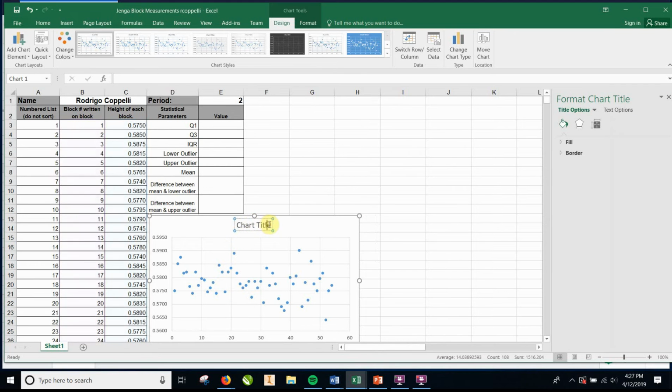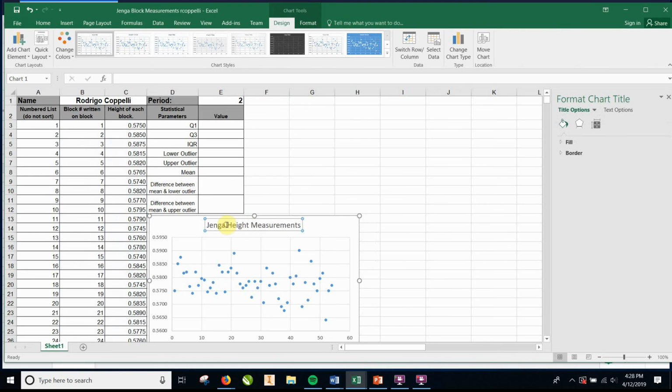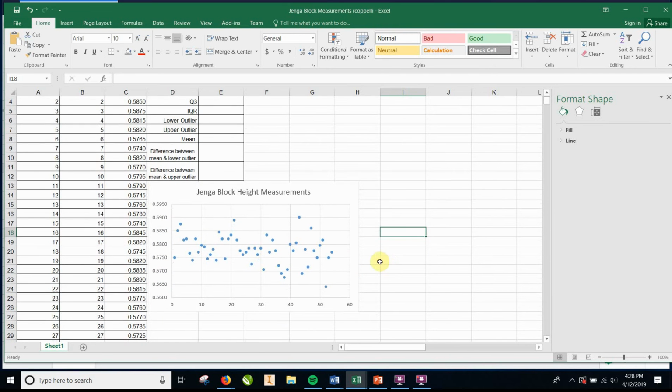Also on there, it says put a title. So let's go ahead and call this Jenga height measurements. Jenga height measurements. Lovely. Okay, well, let's call it Jenga block height measurements. It's a little more specific. It also says on the instructions to add a title to your vertical axis and your horizontal axis. So we're going to do that.